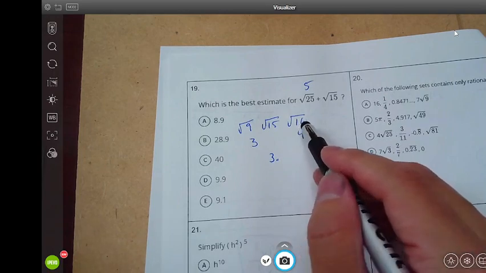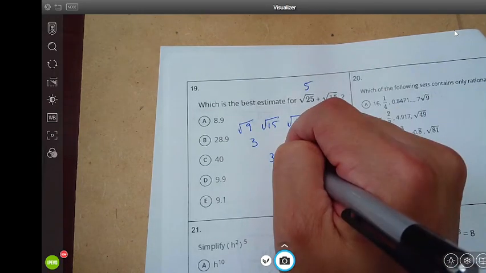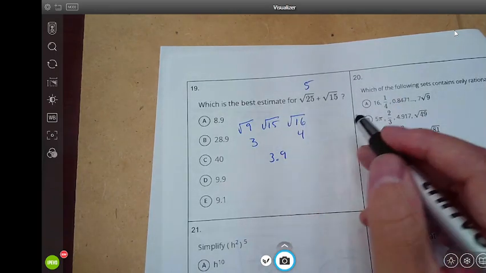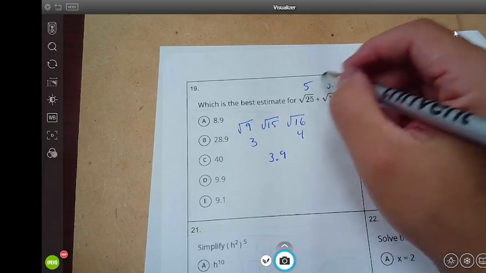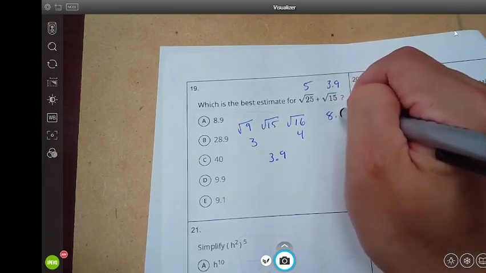Okay, so it should be bigger than 3.5. This is going to be, we'll say 3.9 since it's really close. So this is 3.9. 5 plus 3.9. Well, 5 plus 3 is 8. Then you got another 0.9, so 8.9.